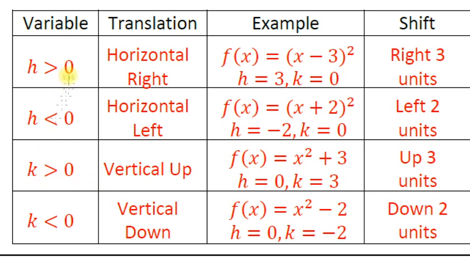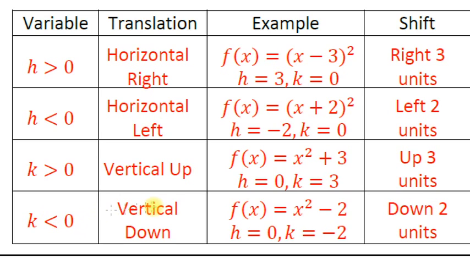K does the same thing as h, only it shifts the graph up or down, which is a vertical shift. If k is greater than 0, we shift vertically up. Here's an example. F of x equals x squared plus 3. You can see that there's no plus or minus along with the x here. That means h is 0. And then our k value is positive 3. So our vertex is going to go up 3 units.